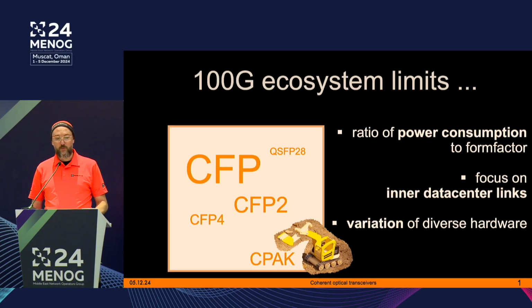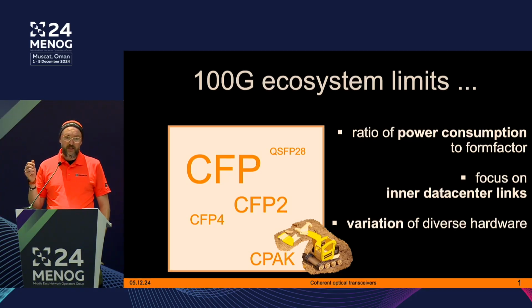But first of all, where are we currently with the data speed and where are we going? We have the 100 gigabit ecosystem, and there are limits when it comes to the tiny pluggables, those modules which you plug into your router or switch. They were never intended for long distance links, mainly for inner data center links, or when they got bigger in size, they can carry longer distances, but then they have a serious issue of power consumption.